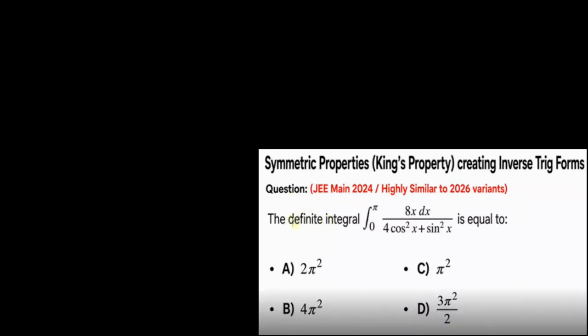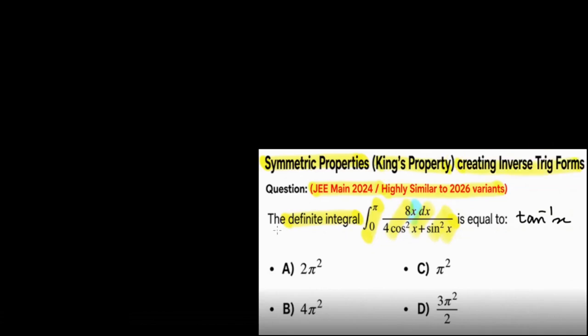Today's question is on definite integral, and it is a JEE Main 2024 question, which is highly similar to 2026 variants. In this question, we have to evaluate this definite integral and find its value. Here, first we have to eliminate this algebraic variable x, so we can reduce the question to a standard tan inverse x integration. And this can be done by using symmetric properties or King's property.